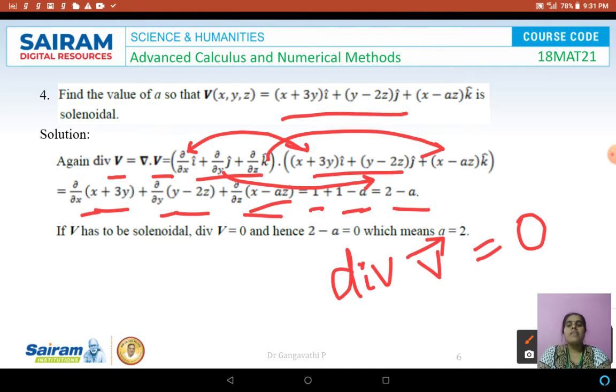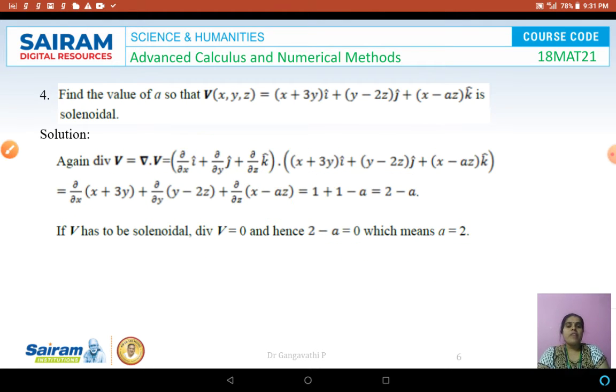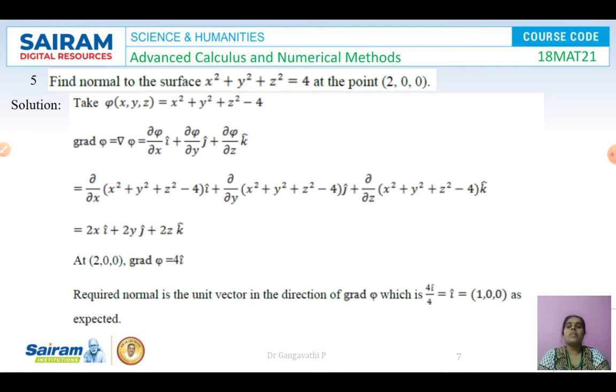It is given that v is the solenoidal vector. It means the divergence of v is 0. So the divergence of v is 2 minus a, which is equal to 0, which gives us the value a equal to 2. So this is how we find constant values by using the property. Similar problems we have worked out for irrotational also.